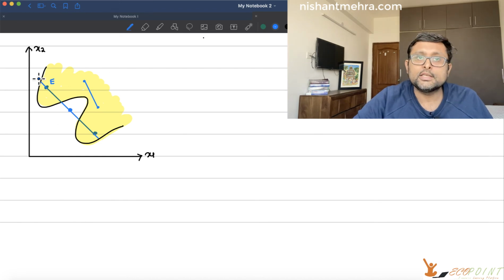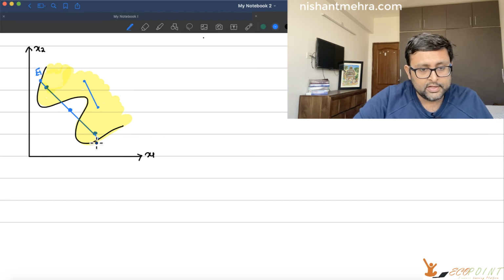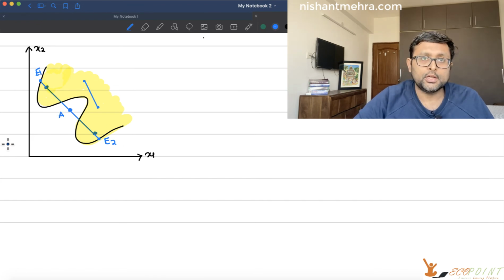One, you have shown that this is not a weakly preferred set, this is not a convex set. Then you picked up 2 points here which are extreme points, E1, E2. Again, join them by a line segment. You've got the average point.